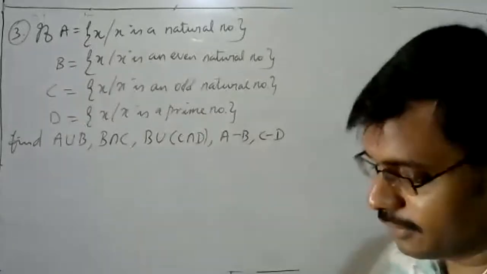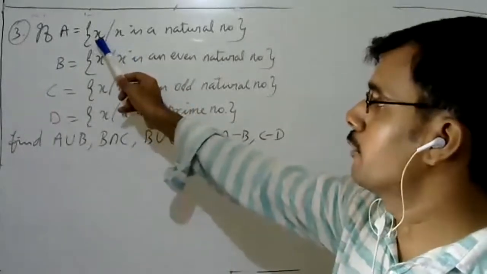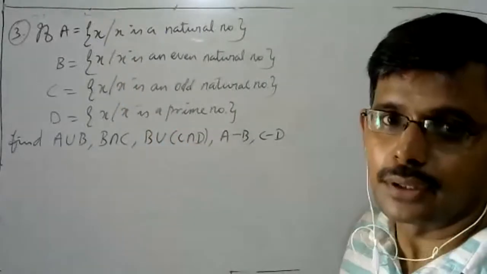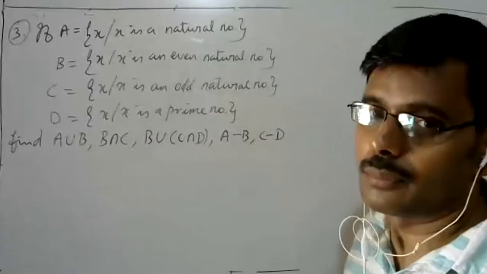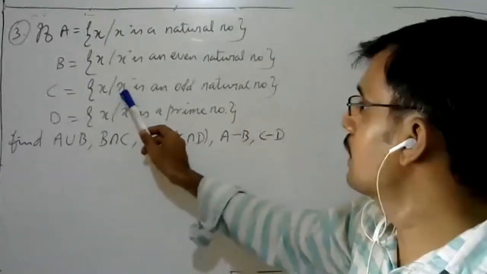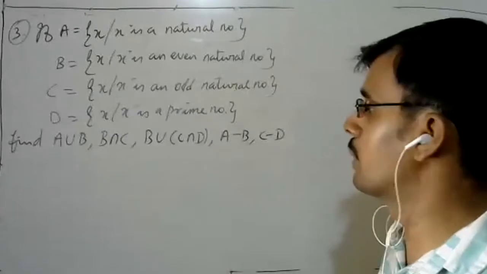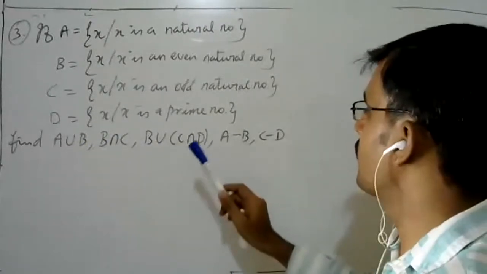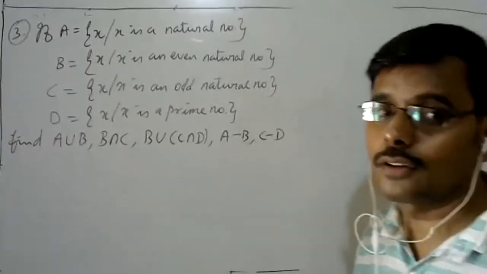So this is our next question. What is the question? If A is equal to set of all x, x is a natural number. B is set of all x, x is an even natural number. C is set of all x, x is an odd natural number. D is set of all x, x is a prime number. Find A union B, B intersection C, B union C intersection D, A minus B, C minus D, everything. Okay, right. This is the question.